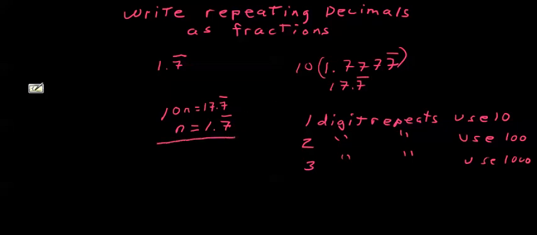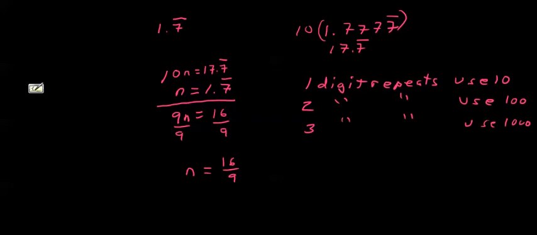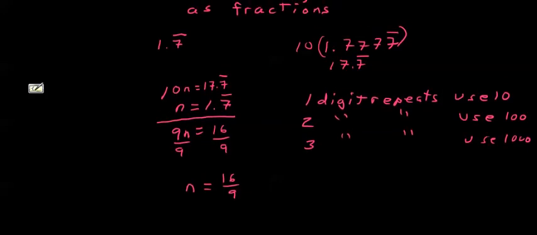And now I subtract. 10n minus 1n, 9n, 17.77777 forever minus 1.7777 forever is 16. The repeating part just cancels. I divide both sides by 9, and my fraction is 16/9. You can take your calculator and check it, but you'll find that 16 divided by 9 is 1.7 repeating.